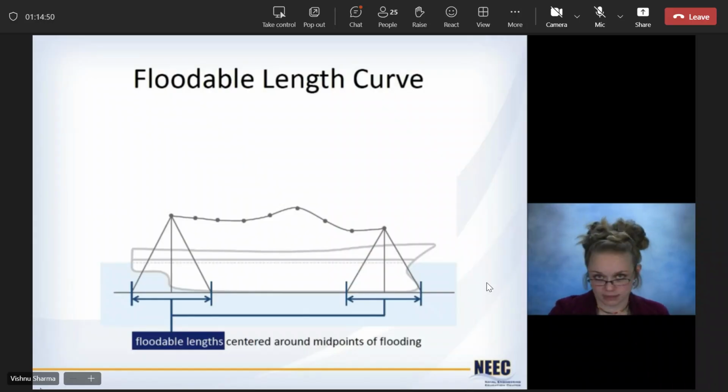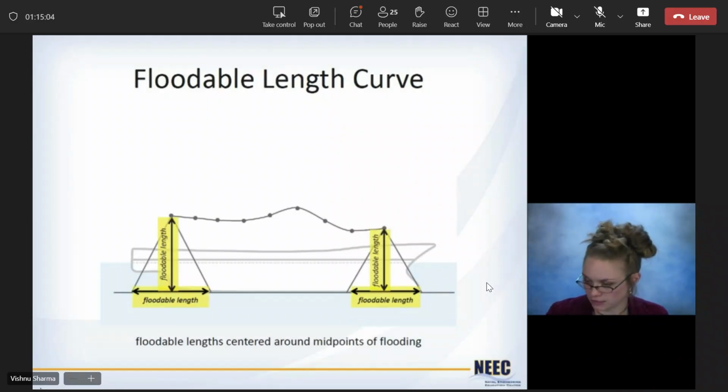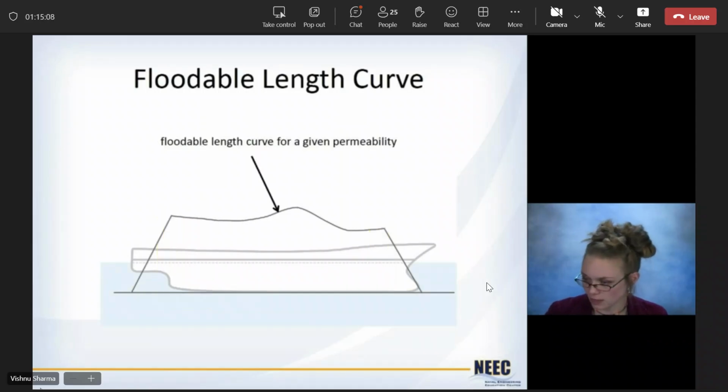Okay, so the floodable length curve. Remember that the floodable lengths are centered around the midpoints of the flooding, okay, right here. You can take that then and you can draw these little triangles here, and these will come into play in a little bit. But generally speaking, you draw floodable lengths, connect them with triangles here. And then once you clean it all up, this is the floodable length for a given permeability. And this is the traditional way that you would see a floodable length curve with these diagonal lines, then how it changes, and then going back down to the bow and the stern there.